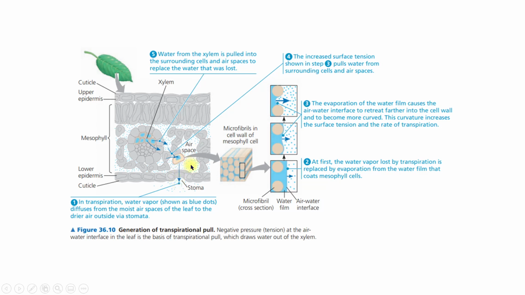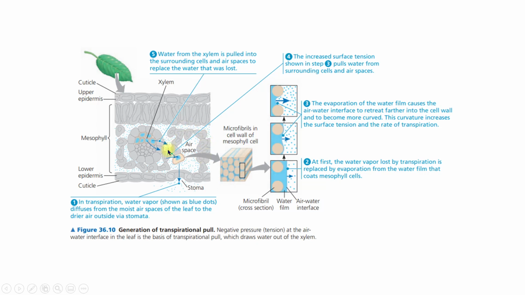Right now, you can see these blue dots here. They represent water molecules. Then there are many air spaces here as well. This is the xylem. And this is the mesophyll cells.